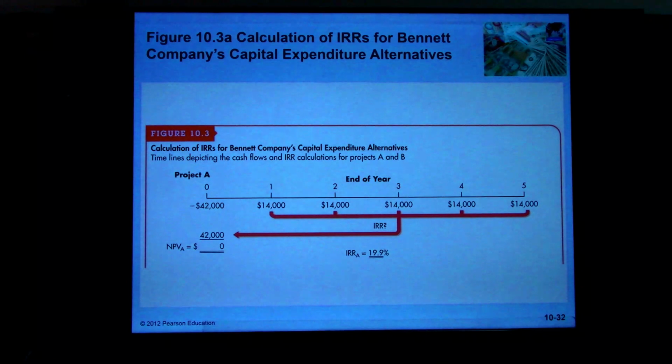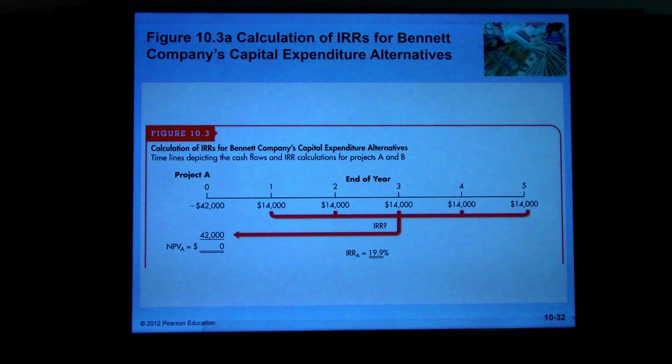Here is an example of two projects, project A and project B. According to the definition, this is our initial investment and these are our cash inflows at the end of each year. I'm looking for the internal rate of return that equates the initial investment and the potential cash flows so that NPV is equal to 0. This is what we defined, because we said that the internal rate of return is the rate at which the NPV equals 0.